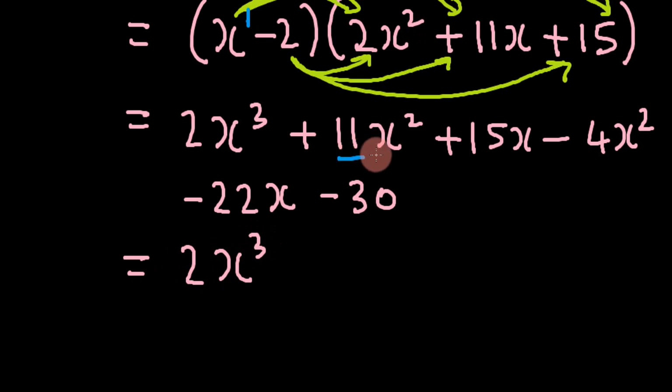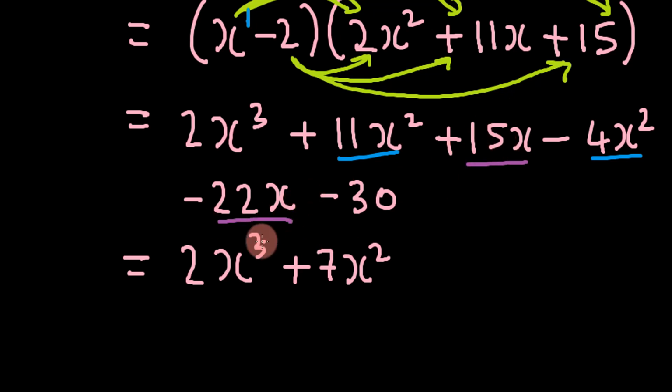So we can add 11x squared and 4x squared. So 11x squared minus 4x squared is 7x squared. We can also add 15x and 22x because they are like terms. So 15x minus 22x is minus 7x. And of course, we still have the negative 30. And this is our final answer.